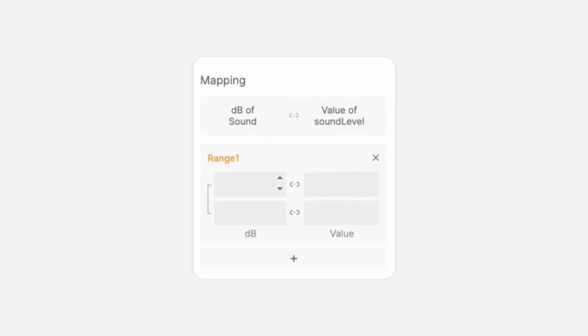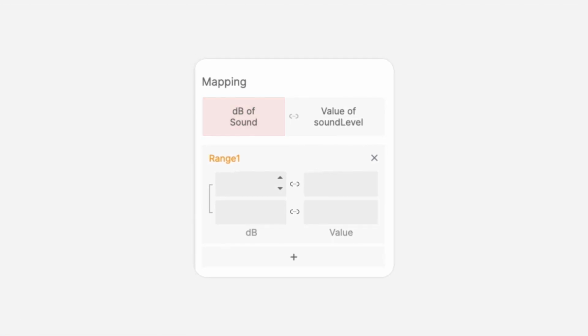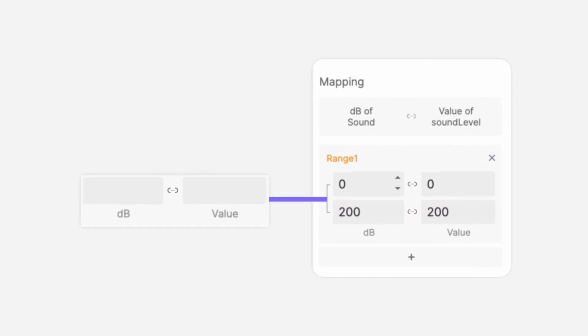Now let's set up our mapping. In the left is the sound level, and in the right is the value for our variable. We use this mapping to set a lower and upper bound. Set the mapping as shown. This means that when the sound trigger detects a sound level of 0, the value 0 will be assigned to our sound level variable. And when the sound trigger detects a level of 200, the value 200 will be assigned to the variable. ProtoPie automatically fills the values in between. So when the sound level is, say, 50, the value 50 is assigned to the sound level variable.